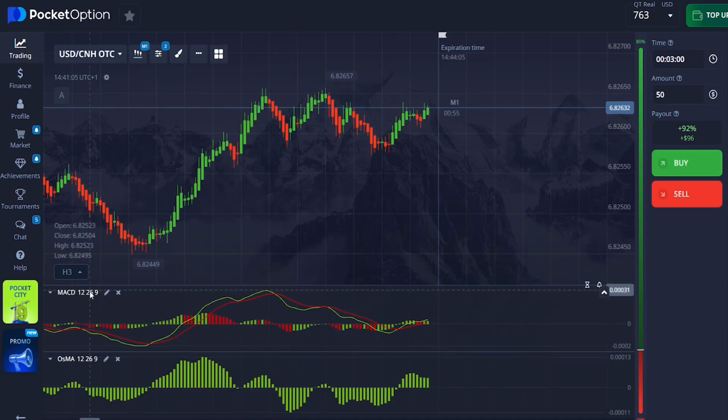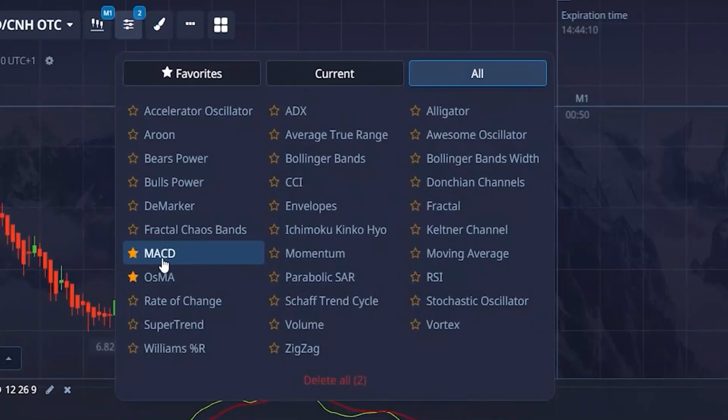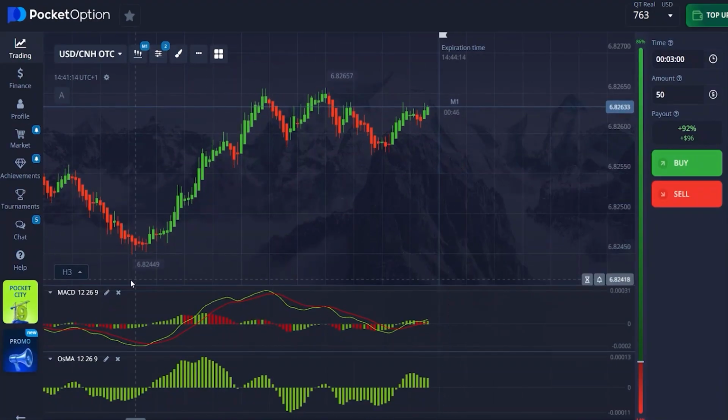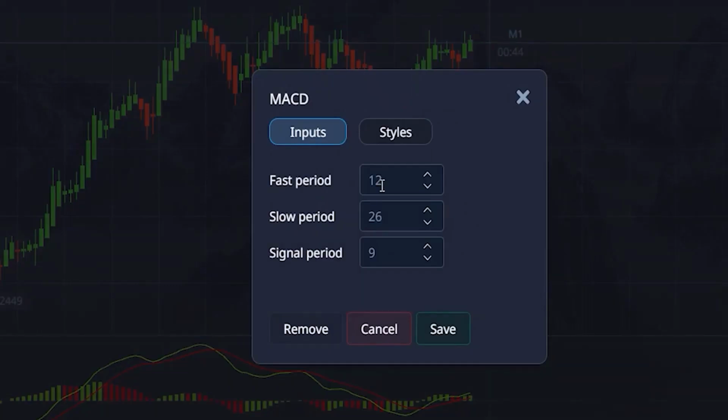I'm going to be making use of a MACD and OsMA indicator. So I can come over right here and pick my MACD and my OsMA indicators. The MACD indicator comes with the default settings of a fast period of 12, a slow period of 26, and a signal period of 9.